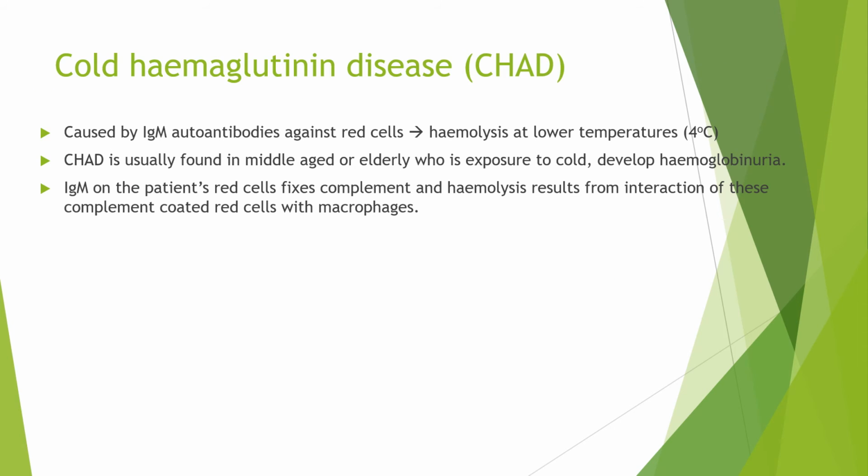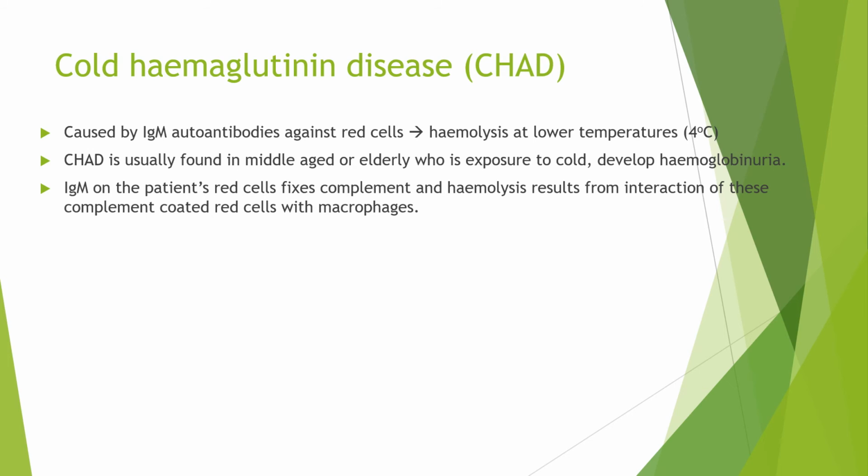Okay, now let us move to cold AIHA. Cold AIHA is also known as cold hemagglutinin disease. Unlike warm AIHA, cold AIHA is caused by IgM autoantibodies. IgM antibodies are special because they are the largest antibodies. They are found as a pentamer, in which the J chain at the center holds the 5 immunoglobulins together. These antibodies are active at low temperature, between 4 to 10 degrees.